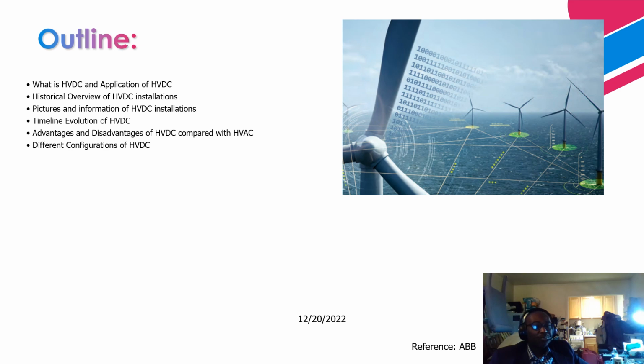line level. Then we'll talk about the different configurations of high voltage DC that we have. Next, we'll talk about the technology types of high voltage DC transmission. As you know, the technology types that we have are the current source based line commutated converters, and also voltage source converters.